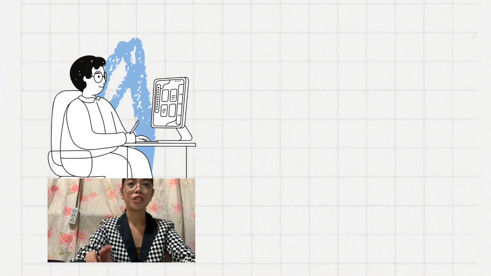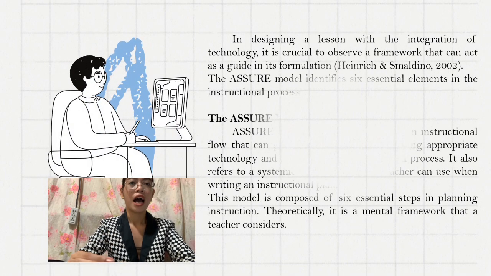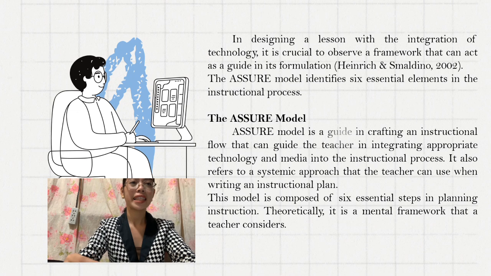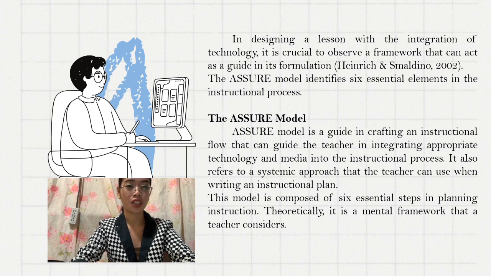So, first, what is Assure Model? When you say Assure Model, it is a guide in crafting an instructional flow that can guide the teacher in integrating appropriate technology and media into the instructional process. It also refers to a systematic approach that the teacher can use when writing an instructional plan. This model is composed of 6 essential steps in planning instruction. Theoretically, it is a mental framework that a teacher considers.